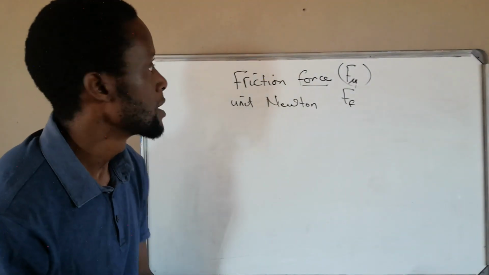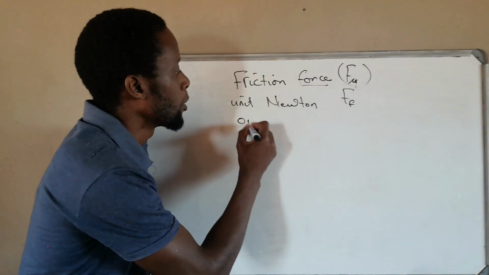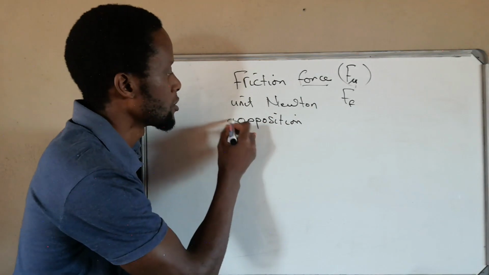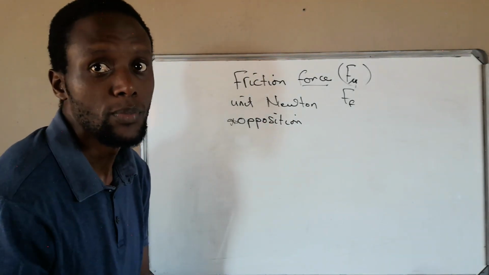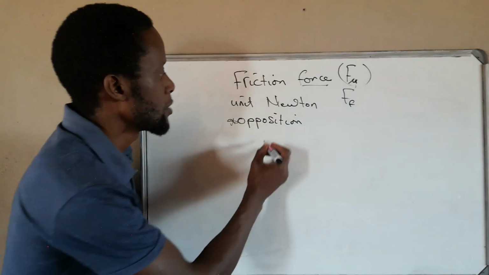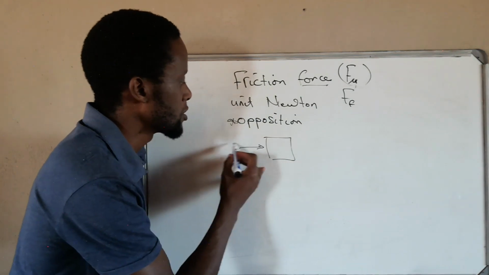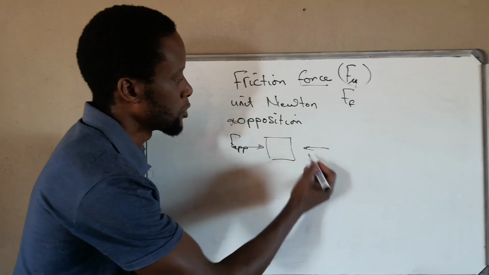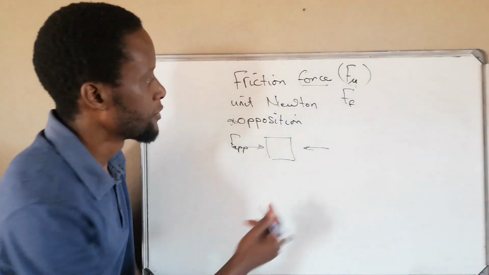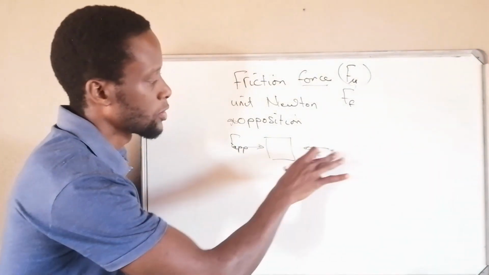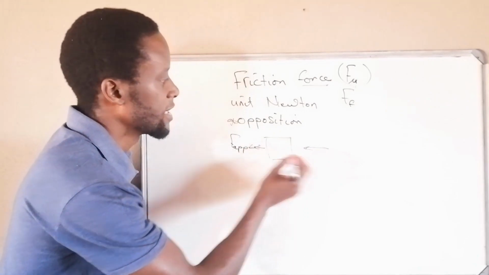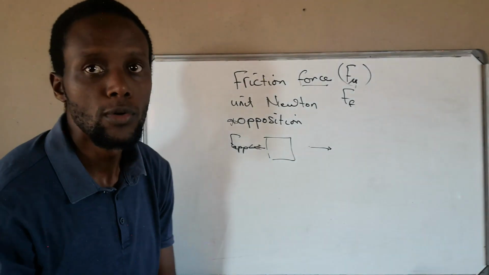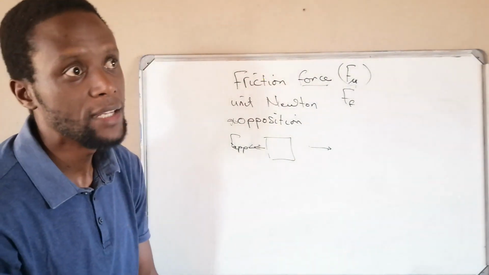It's just a force. Friction force is always in opposition to the applied force. If we have an object and we push it in one direction, that is your applied force, and friction force will act in the other direction. If we pull the object in that direction instead, friction force will pull in the opposite direction. So friction force will always oppose your applied force.